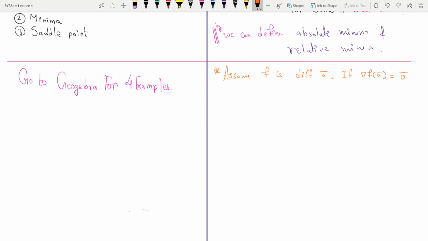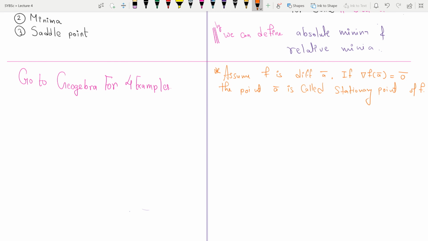Hence if I say my gradient is 0, that means my partial derivatives are 0. Hence the point a bar is called a stationary point of f. Okay, now first of all, I just defined stationary point, which we have already done, so I just wanted to define it again in terms of the gradient.